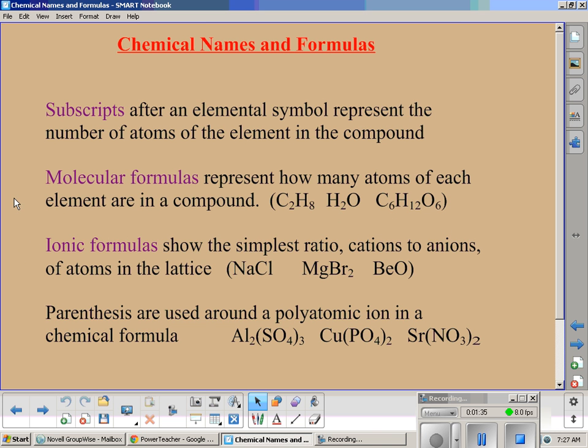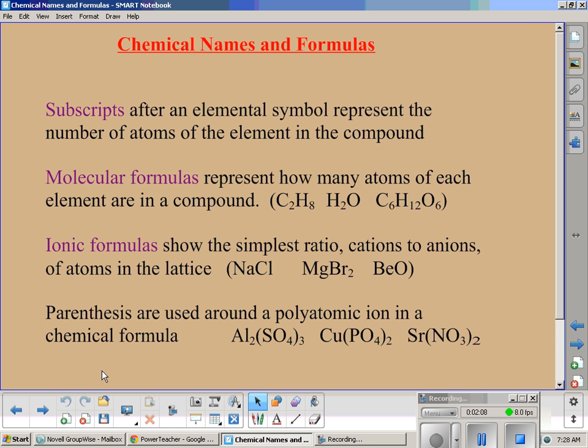Now, there are different types of formulas. One type is an ionic formula. It shows the simplest ratio of cations to anions that form the lattice. For example, if we mined a big chunk of salt, just sodium chloride salt, out of the ground, you could have millions upon millions of atoms and they're all bonded together. So it wouldn't do to write 20 million sodiums for every 20 million chloride atoms. So instead we keep the simplest ratio that works much better.